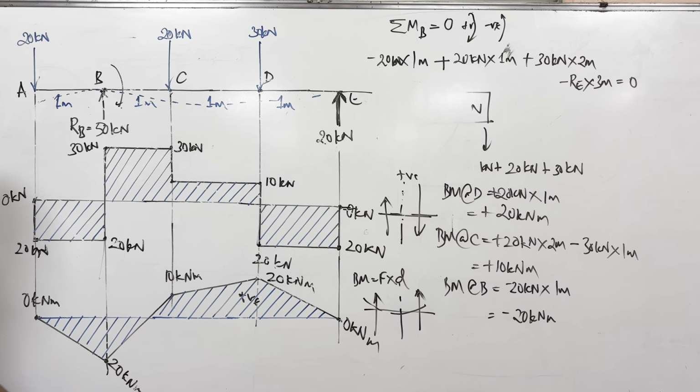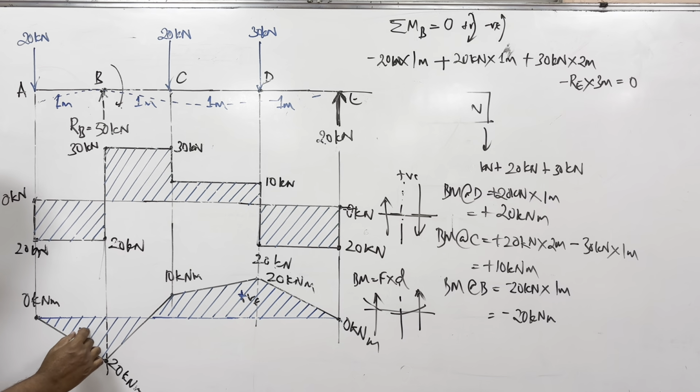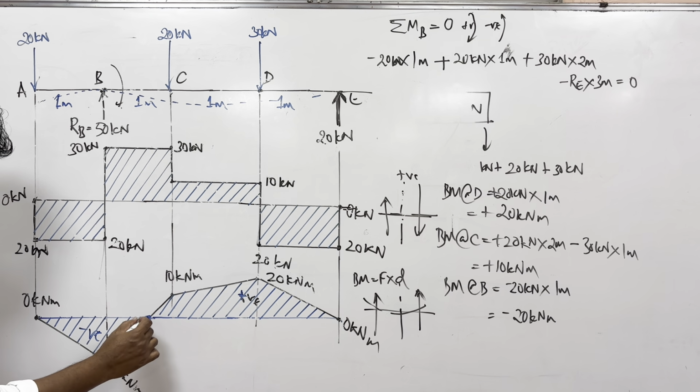Guys, you learned a new word this class. What is that? Point of contraflexure. So what is point of contraflexure? Where the bending moment goes from positive to negative. It's going here. So you should locate this.